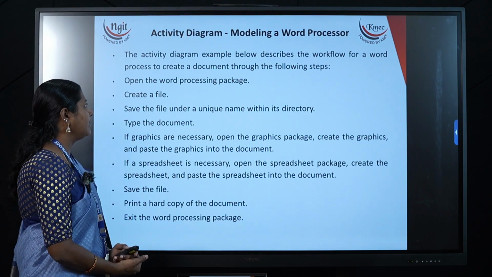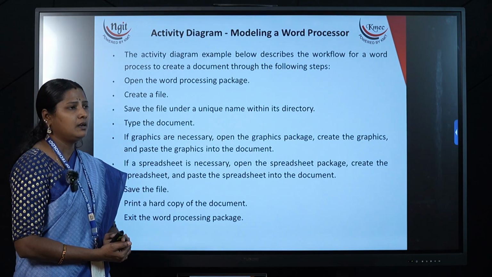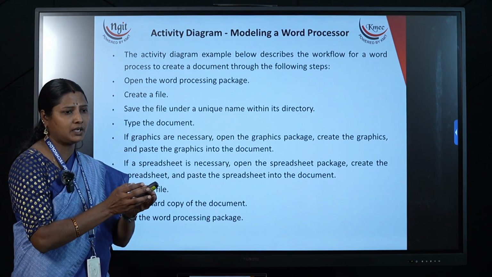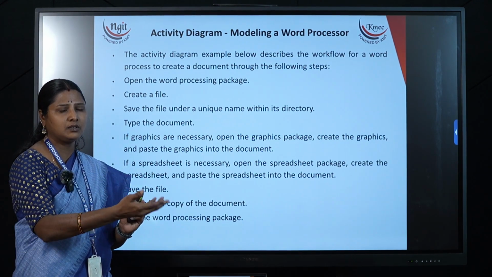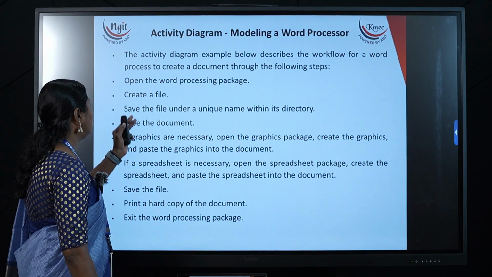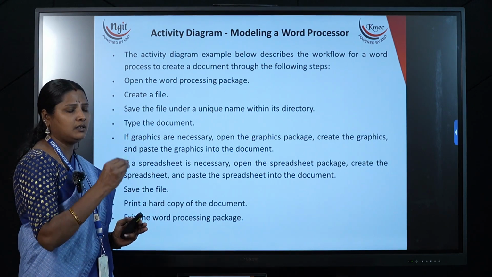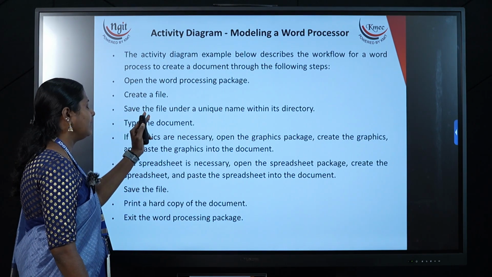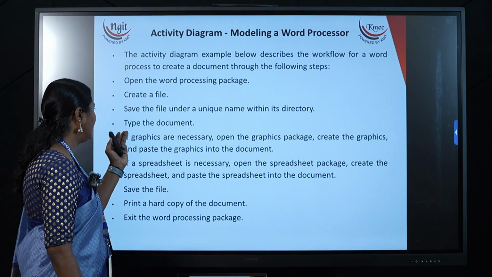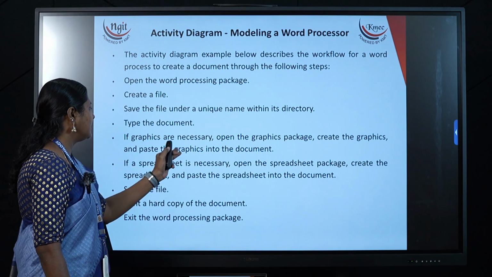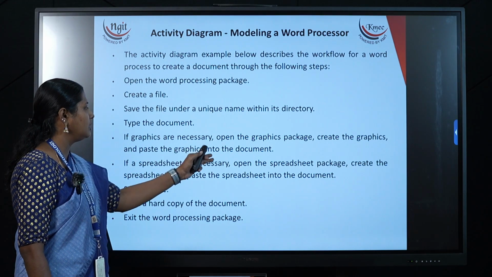Coming to the activity diagram, here we have one example: modeling a word process. If any person is performing any operation and you write an algorithm on this action, what action is the person going to perform in Word? Initially open the word process package. The user's action is to open Word, then create a file, then save the file under a unique name within the directory, type the document. If graphics are necessary, open the graphic package, create the graphics and paste the graphic into the document.